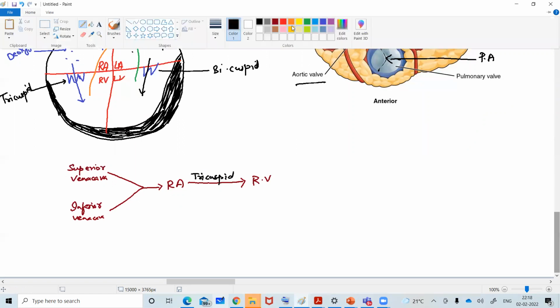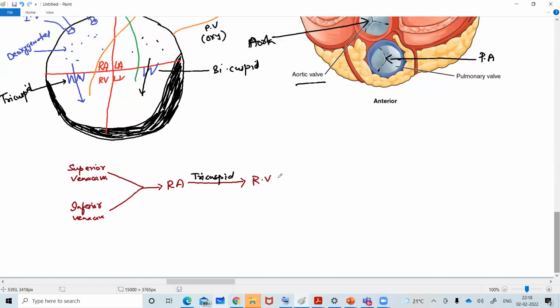Now from right ventricle, blood is going to lungs, right? Name of the blood vessel is pulmonary artery. We'll write that name. And there is a valve present here. We call it the pulmonary valve, or you can just say semilunar valve.